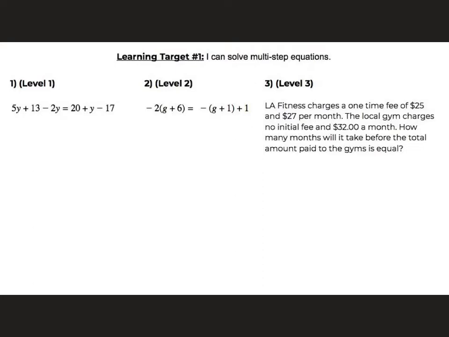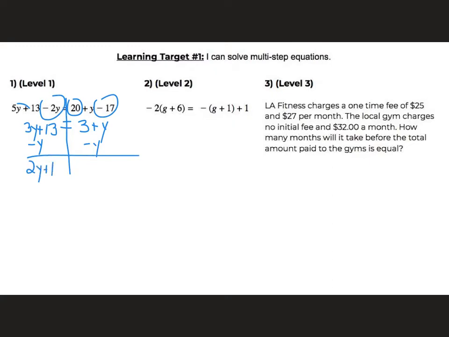So as we solve this first problem here, we're going to start by combining like terms. So we have 5y and negative 2y on this left-hand side, which will give us 3y plus 13. And on the right-hand side, 20 take away 17 gives us 3 plus y. So next we want to get our y's together. We'll go ahead and subtract y from both sides, leaving us with 2y plus 13 equals 3.